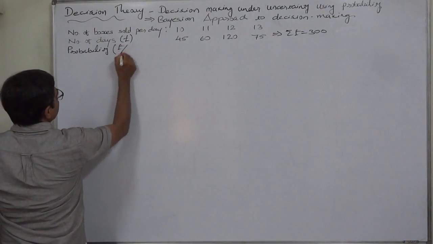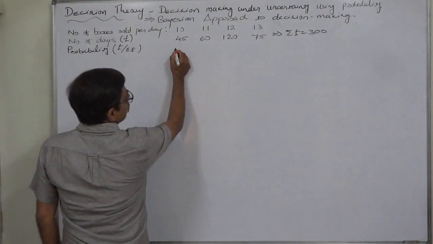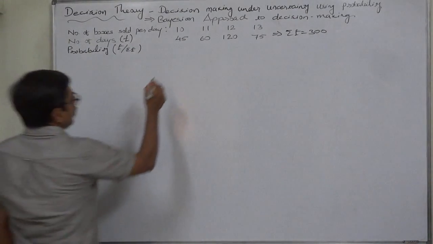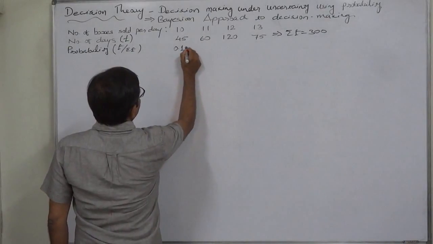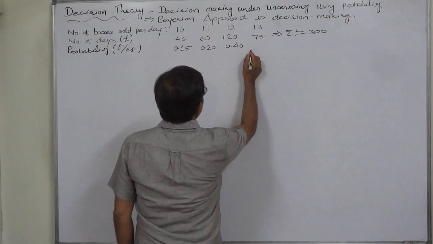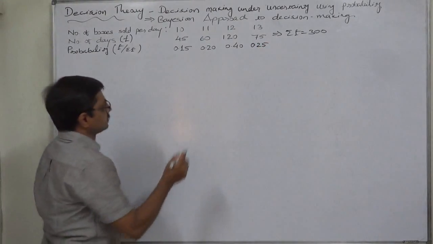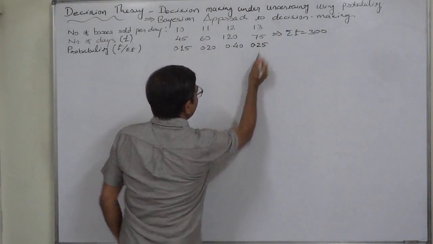So probability will be f divided by sigma f. So it will be 0.15, 0.2, 0.4 and 0.25. Yes. Now we have the probabilities.